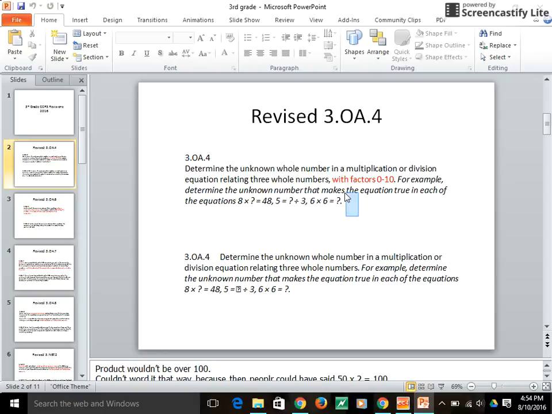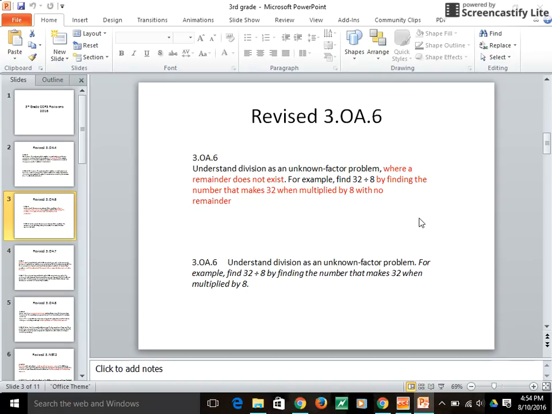And you can see here that they have added, when you're determining unknown whole numbers in a multiplication or division equation relating three whole numbers, a limitation with factors 0 to 10. Okay, so just be sure that your factors here are 0 to 10. So in the end, the result would be within 100, but it's just easier to word with factors staying 0 to 10, because when you start to move it around to more than just the result being unknown, this sets that a little bit more clearly.